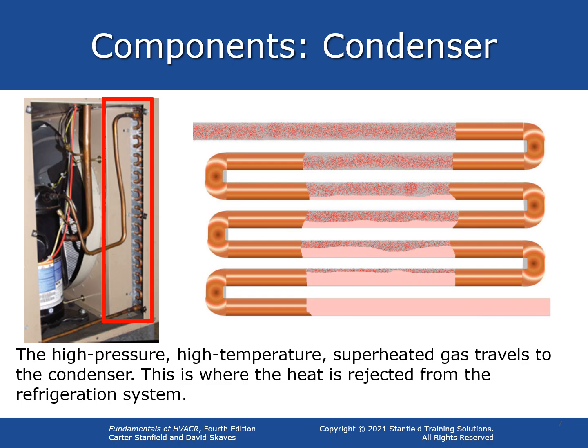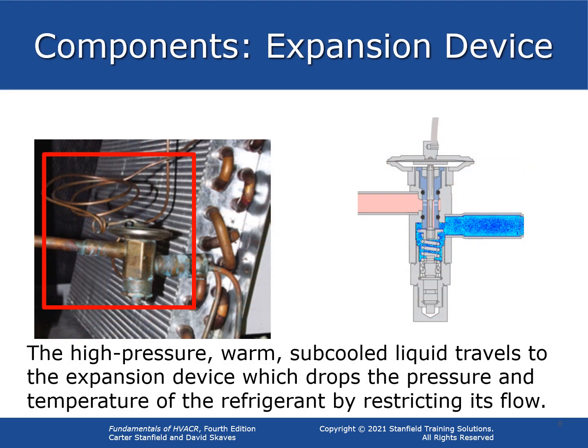The high-pressure, high-temperature superheated gas travels from the compressor to the condenser. This is where the heat is rejected from the refrigeration system. The condenser condenses the refrigerant from a high-pressure, high-temperature superheated gas to a high-pressure, warm, subcooled liquid. The high-pressure, warm, subcooled liquid travels to the expansion device, also called a metering device.